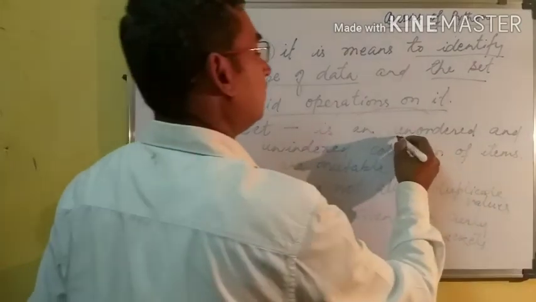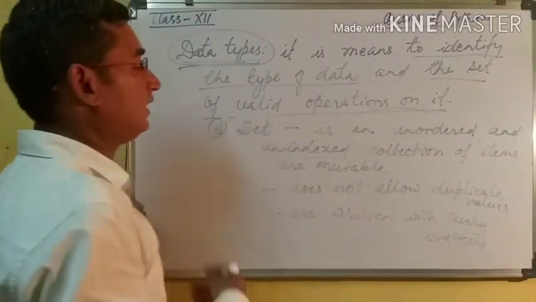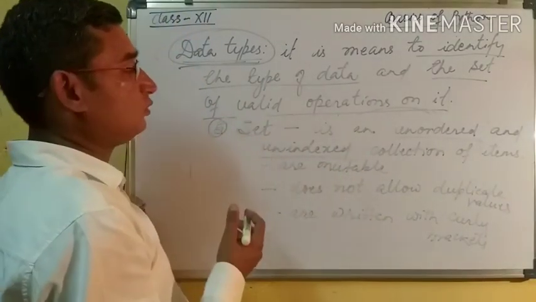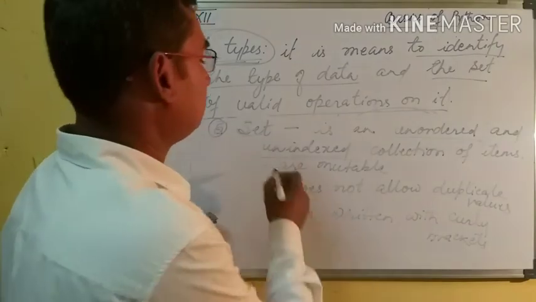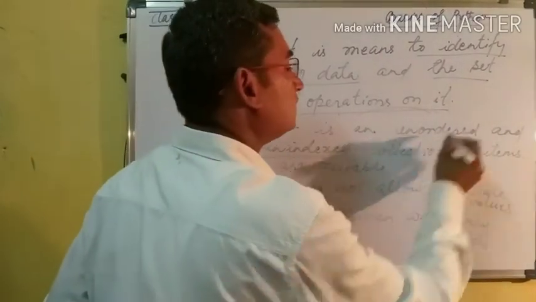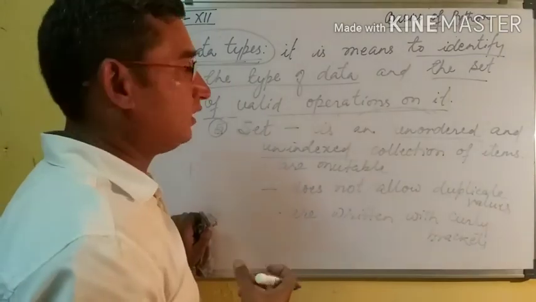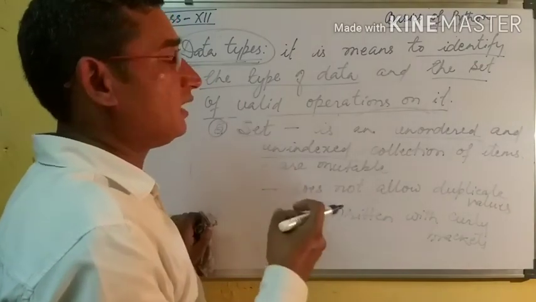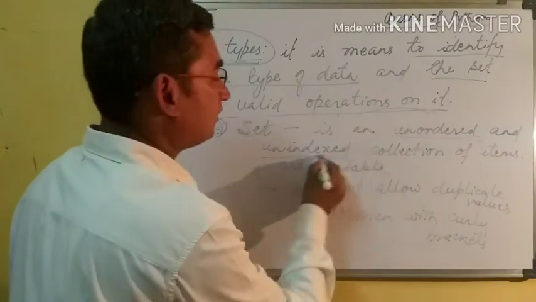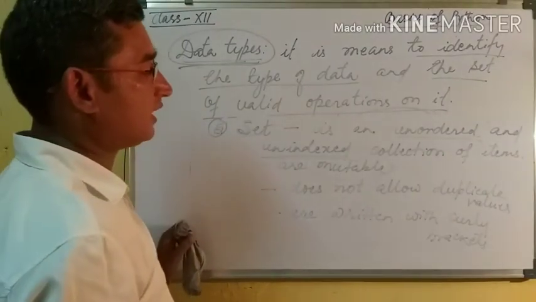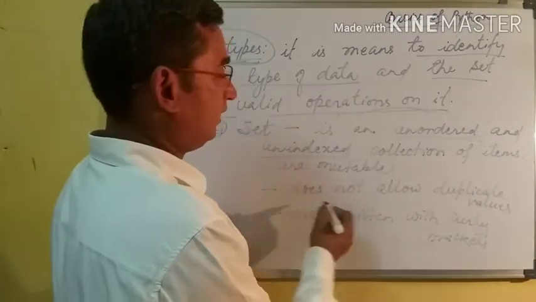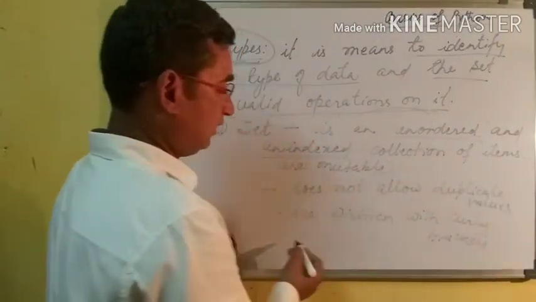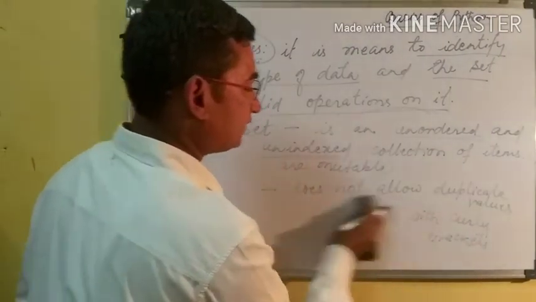A set is unordered and unindexed, unlike a list or tuple. Sets have no index. You cannot access set items with an index. That's why it is known as unindexed. And unordered means if you display the set values, you cannot see the order. The values can be displayed in any order. Sets are mutable, which means the value of a set can be changed in place. It does not allow duplicate values. If there is any duplicate value in that set, it will not be allowed. Sets are written with curly brackets. I am writing one example here.